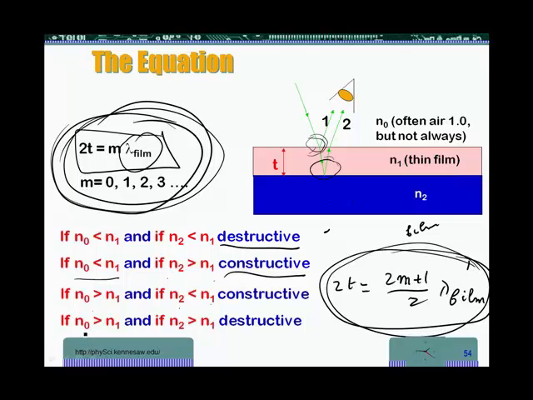Now, if n0 is again smaller than n1, ray 1 does not undergo a phase change. But if n2 is larger than n1, the beam slows down when it moves to n2, we have a phase change here. So one of them undergoes a phase change, that's ray 2. Ray 1 does not undergo a phase change. So this equation does not give me constructive interference anymore. It gives me destructive interference. To get constructive interference, I use this equation. Okay? Let's try to work some examples.